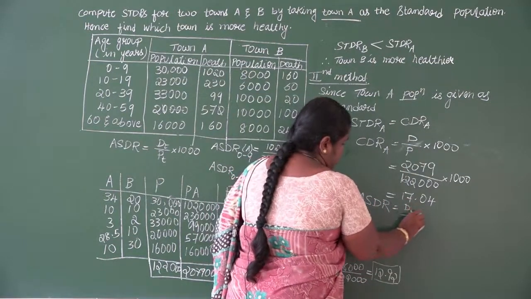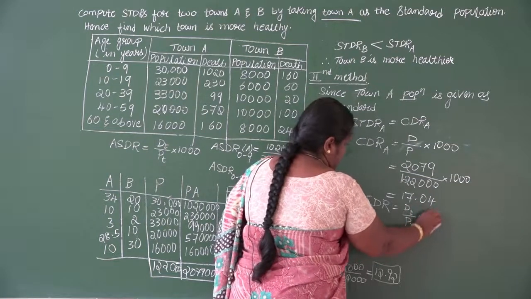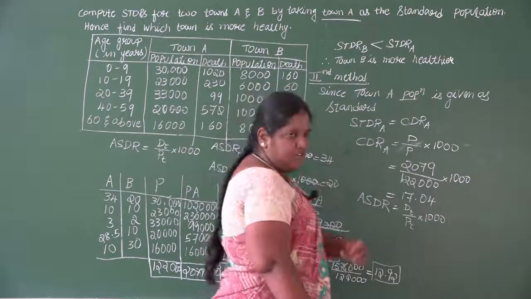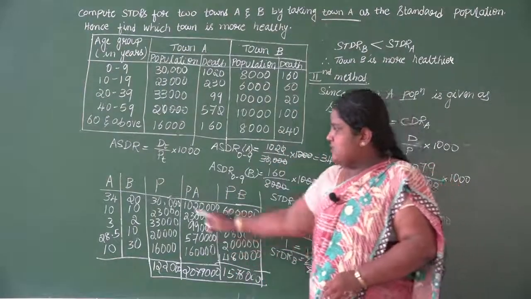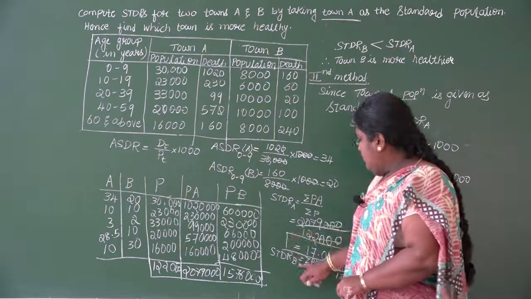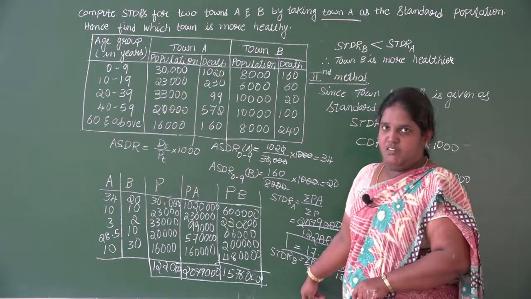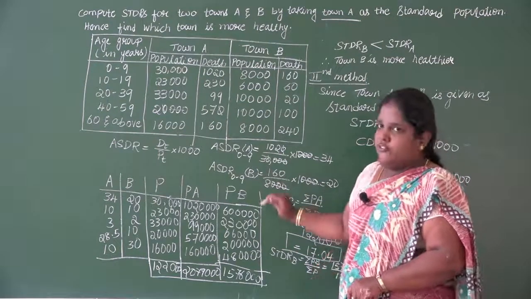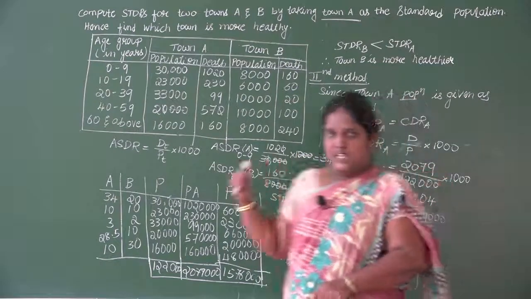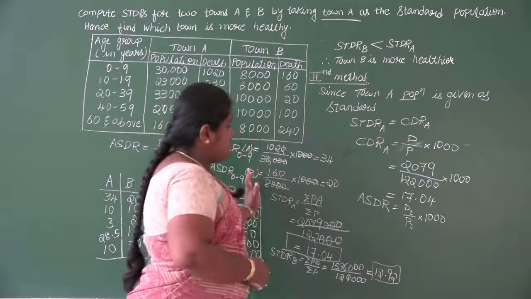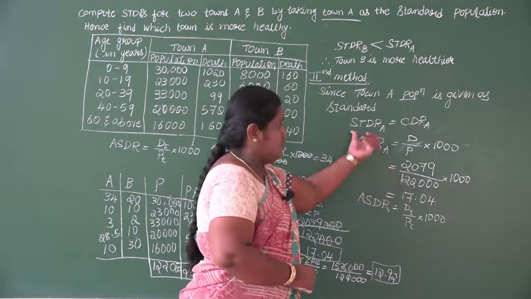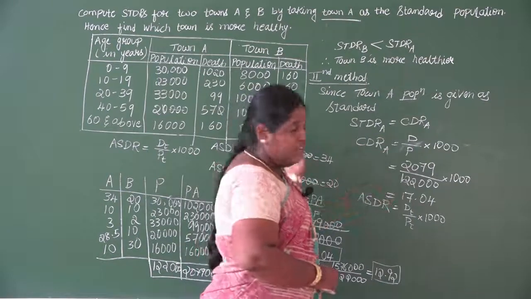ASDR formula we have to write DT divided by PT into 1000. So for town B, you will be calculating standardized death rate as we have done it here. That is, calculate B value, then calculate PB. Use the formula STDR of B equals sigma PB divided by sigma P. Only for A, since that population was given as standard, we are doing the CDR. So either you can use this method or use this method. If you use this method, your time will be saved. Within 1 minute you can finish this. That takes time.